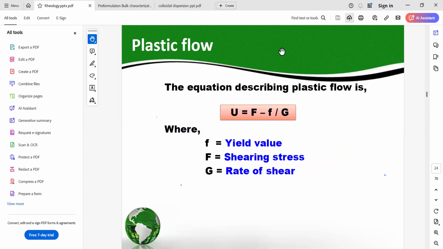And this is the formula to find the plastic viscosity. Remember all these formulas also. As in case of Newtonian, we have seen that eta is equal to F by G. Here for plastic flow, plastic viscosity, which is denoted as U, is equal to F minus F dash by G, and this F dash is your yield value.